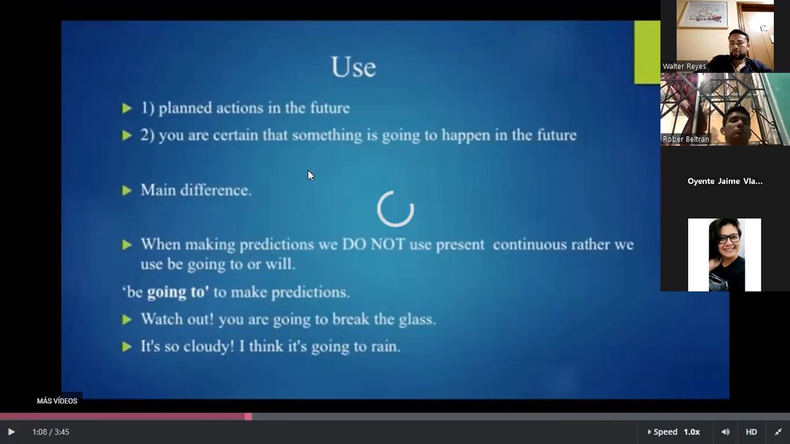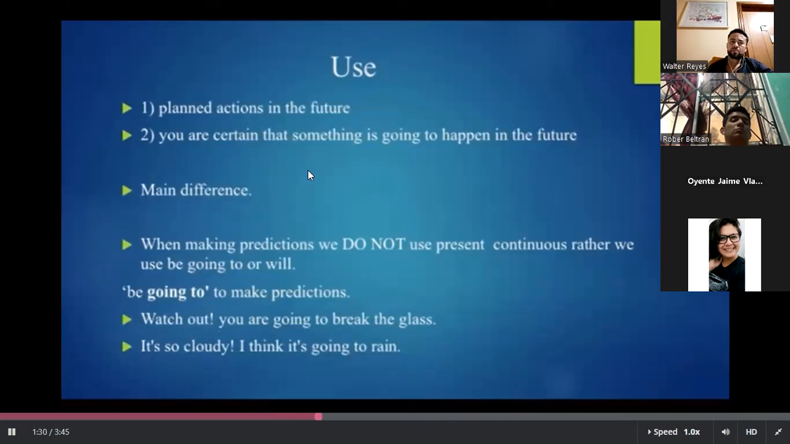Also, when we're certain that something is going to happen in the future, we want you to know as well that when we predict, we do not use present continuous. Instead, we use be going to. Read the examples with me. Be going to make predictions. Watch out, you're going to break the glass. It's so cloudy, I think it's going to rain.